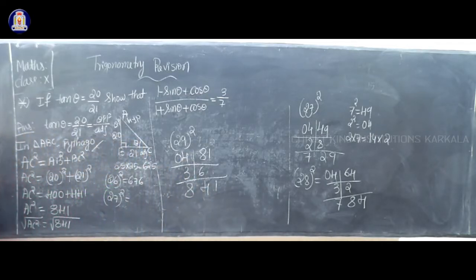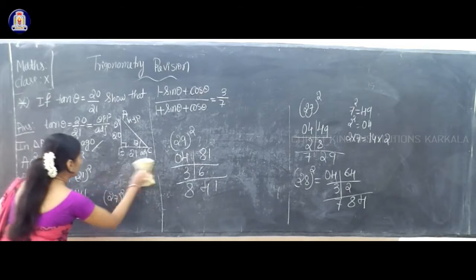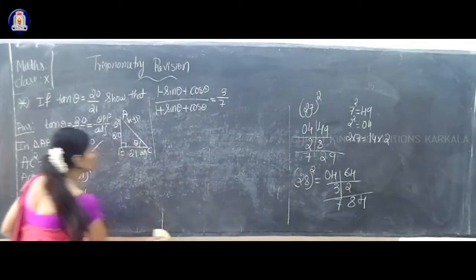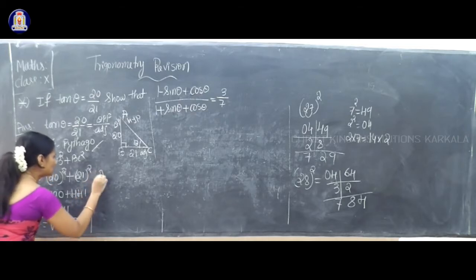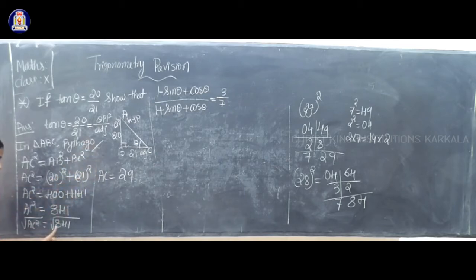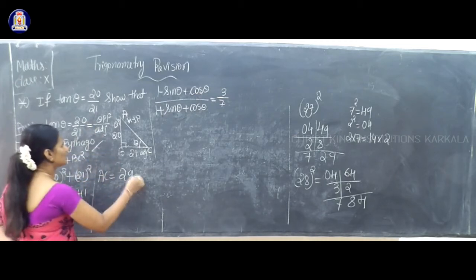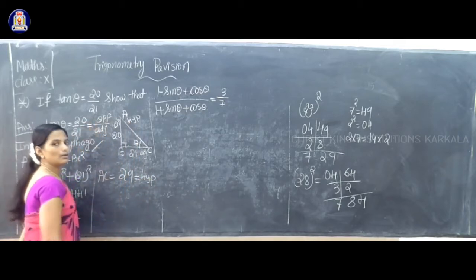So 841 is square root. It is a perfect square number. So which is equal to how much here? 29. Clear? Notice, so it is 29. So 841 is square root, that is AC equal to 29. So 29 into 29 is 841. 841 is a perfect square number. I showed how to find the perfect square number. So what is this 29? 29 is the hypotenuse side.